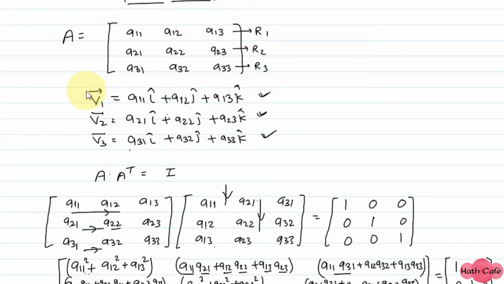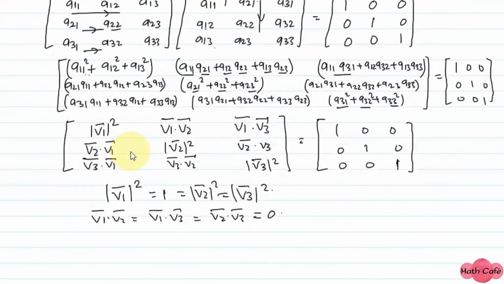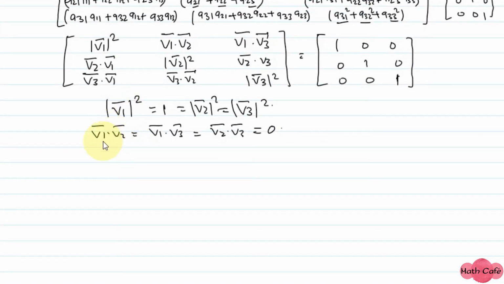So finally we can say that if every component of any row or any column is represented by three vectors, V1 vector, V2 vector, V3 vector, then they are mutually perpendicular and unit vectors. V1·V2, V1·V3 and V2·V3 dot products are 0, so they are mutually perpendicular unit vectors. So let's see a note here.